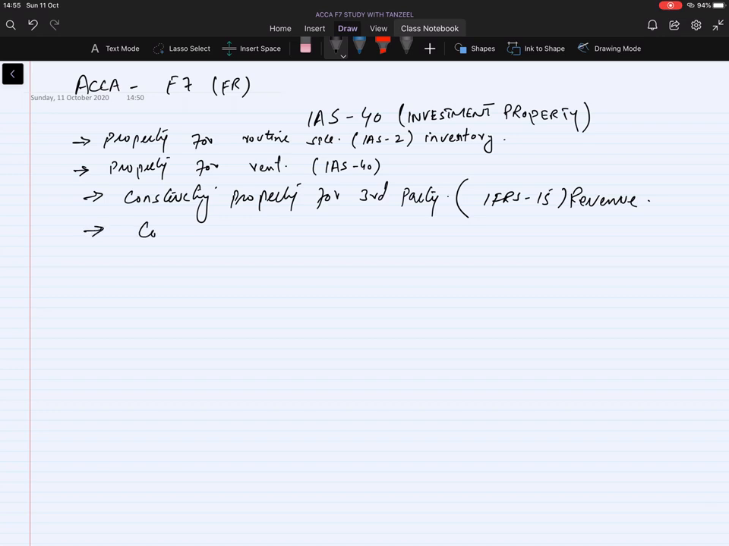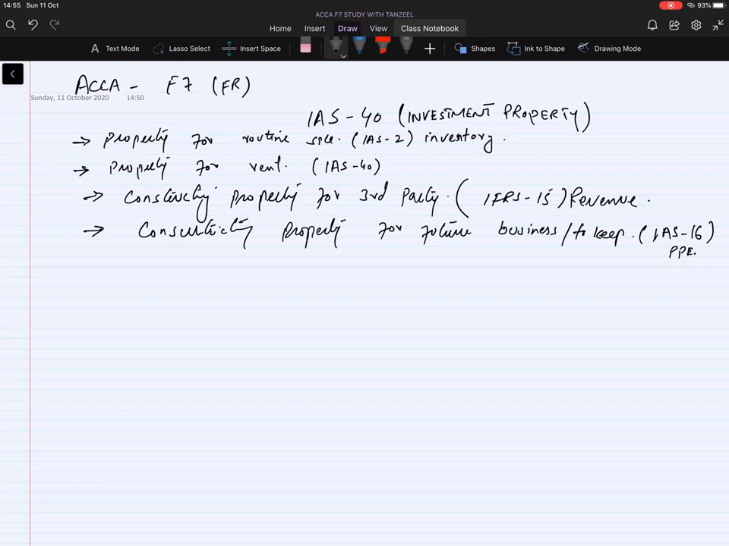If you are constructing property for future business or to keep, and you know that in future you're going to use it for your business, or you're going to keep it, then you will apply IAS 16, which is PPE. Because your intention in future is to keep it, to do the business with it. So even during the construction you apply IAS 16.